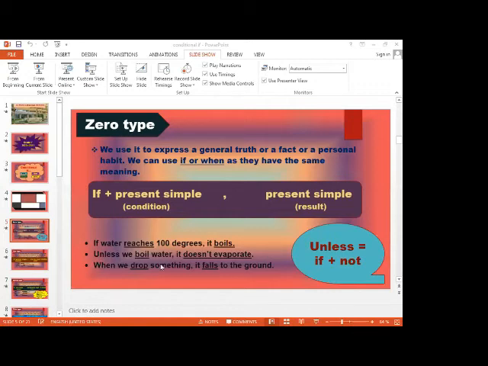When we drop something, it falls to the ground. The verb drop is in the present simple, this is the condition, and our result, falls, is in the present simple.